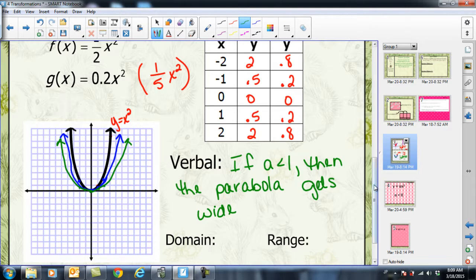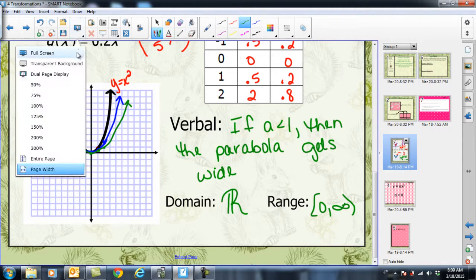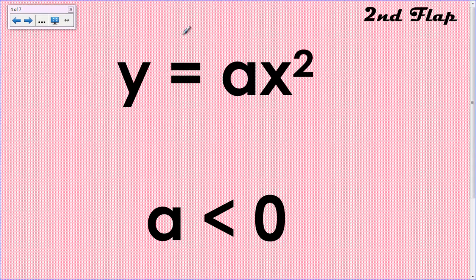And just like before, my domain for all three is the same. It's all real numbers. And so is the range, because they all still have the same vertex. They all start at 0 and go up to infinity. So they all still have the same thing. So what we should have discovered is that if I change the A value, it changes the width of my parabola. So let's talk about a couple more. Let's go to the next flap. So flap number 2.